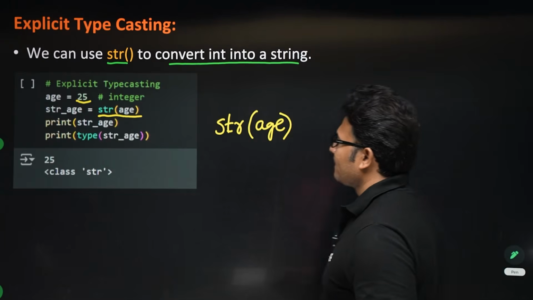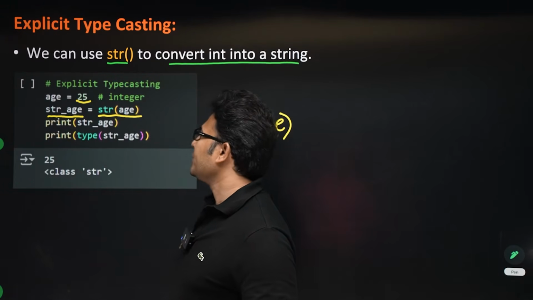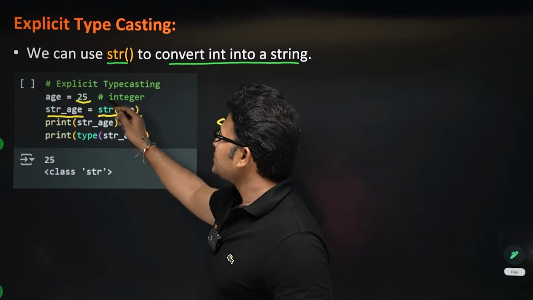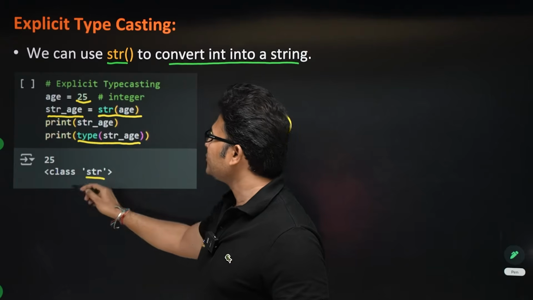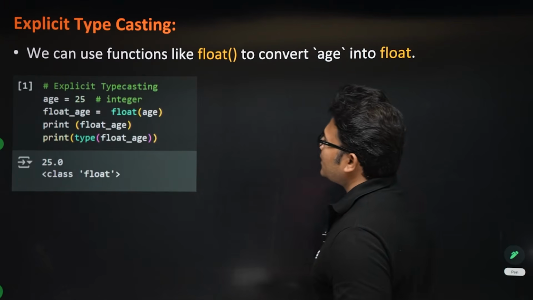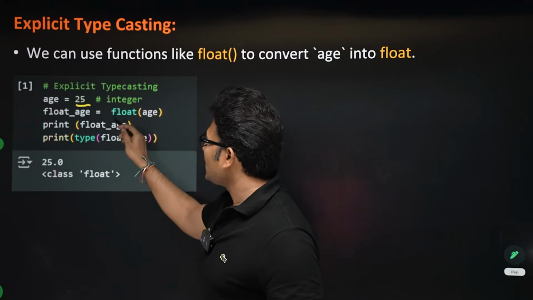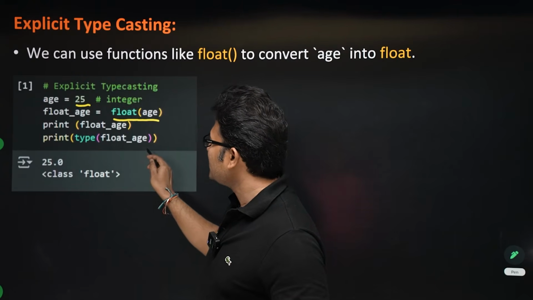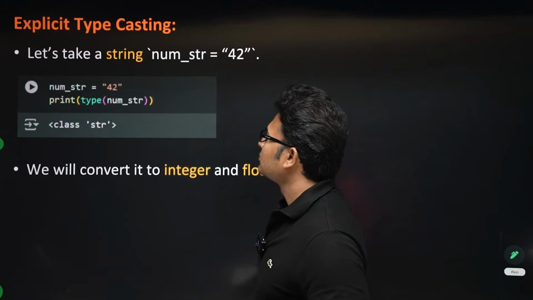Now what will happen? This will be converted to a string. An integer is converted to a string. Now if you see the type of it, it will be a string. Similarly, here age is an integer which is converted to a float. Now if you see the type of the age, that will show you as float.